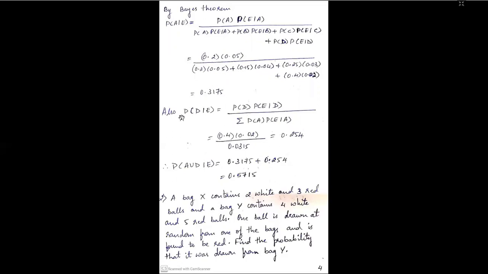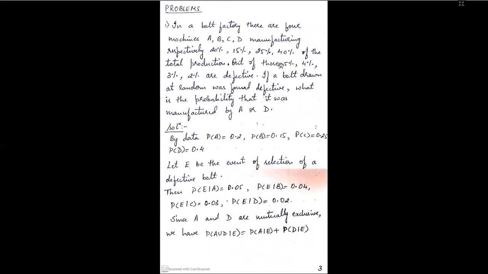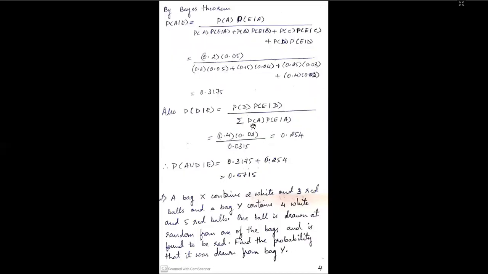Similarly, we can do for probability of D given E as well, and therefore probability of A union D, because we need to find out the probability that it was manufactured by A or D. Whenever you have an OR condition, that means it is union. So we have probability of A union D given E is equal to probability of A given E, 0.3175, plus probability of D given E, that is 0.254. You will get the final answer.